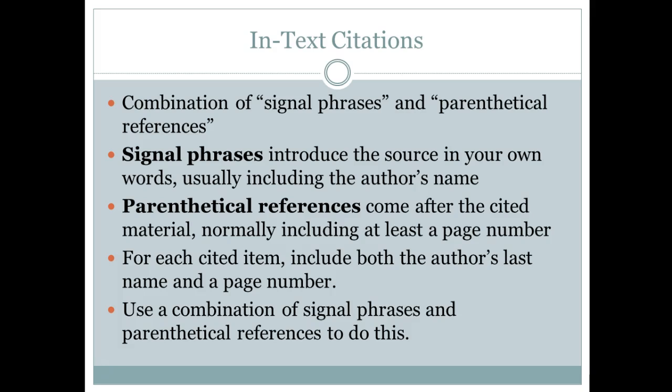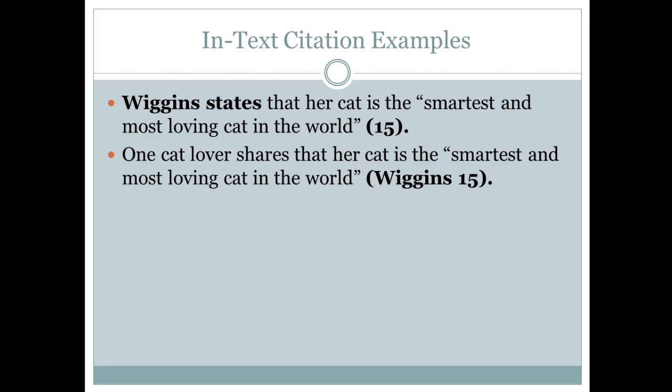So for each time you cite something, the ideal pieces of information you're looking for are an author's name and a page number. Okay, and that's the standard citation. You can do a combination of signal phrases and parenthetical references. I'll show you here. We can do a signal phrase: Wiggins states that our cat is the smartest, most loving cat in the world. Or: one cat lover shares that our cat is the smartest, most loving cat in the world (Wiggins 15). So here I have both pieces of information in the parenthetical reference. Here I have a signal phrase and then a parenthetical reference. Some combination, we want the last name and the page number.